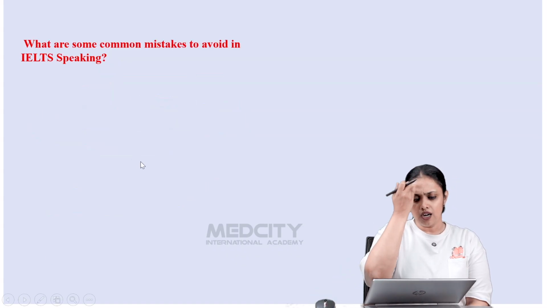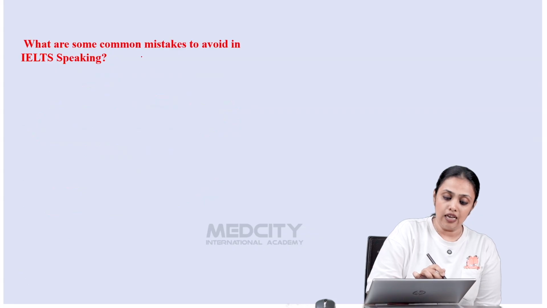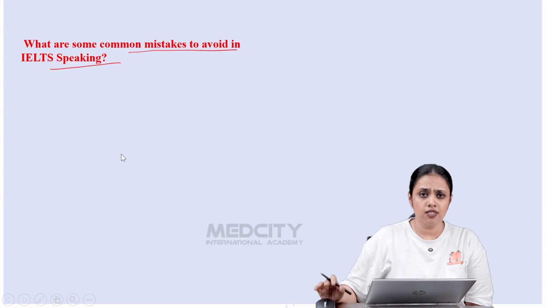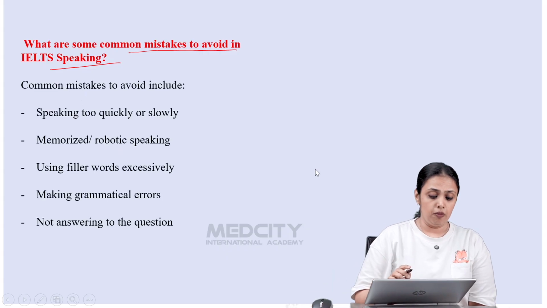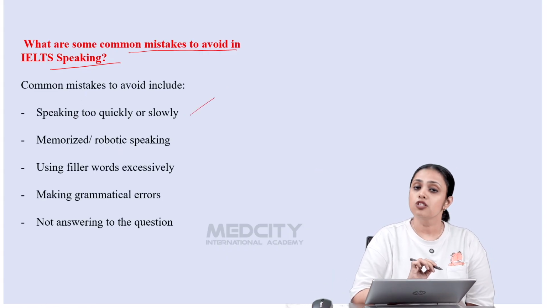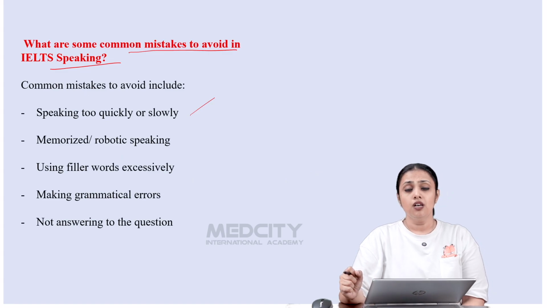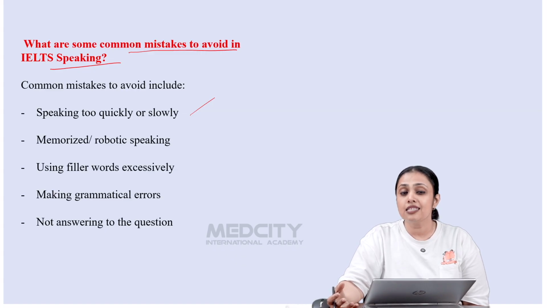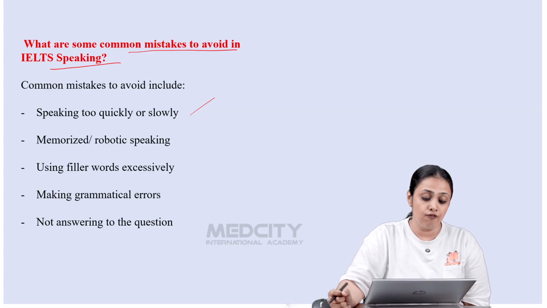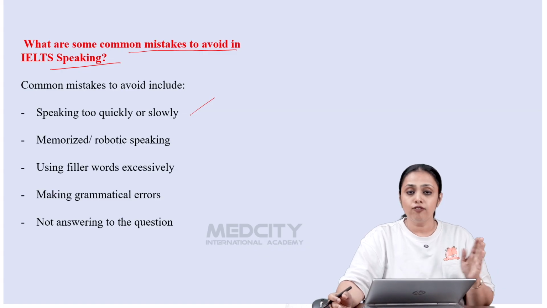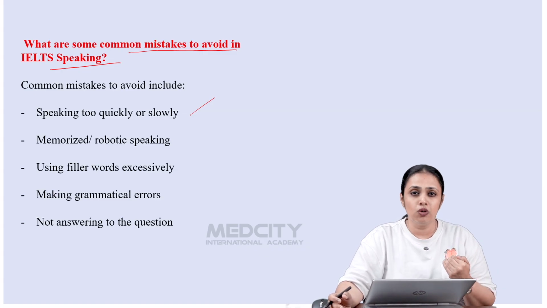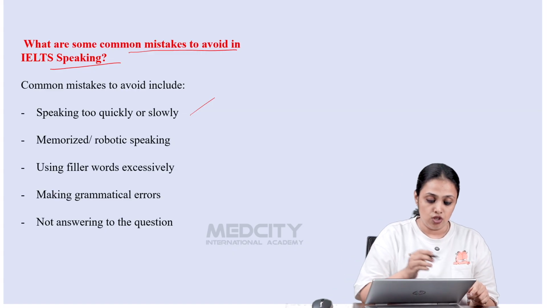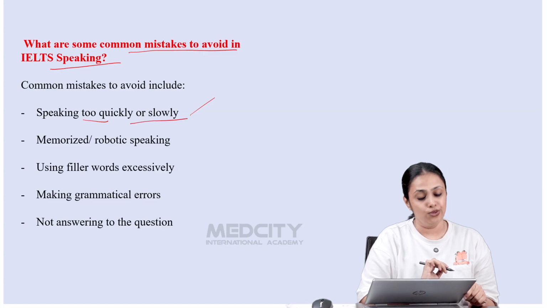Then, what are some common mistakes to avoid in IELTS speaking? That is another question that students have. Are there any mistakes that I should be careful about? Now, some of the common mistakes are speaking too quickly or too slowly. Sometimes students make a deliberate effort to speak quickly to make the examiner feel that he or she is very fluent. No, that should not be the case. You have to speak at the right pace, and don't speak too slowly just to give the impression that you're not very fluent in the language. So don't speak too quickly or too slowly.